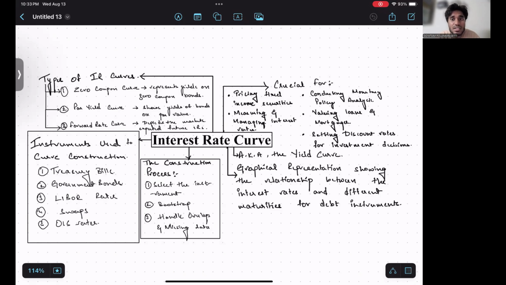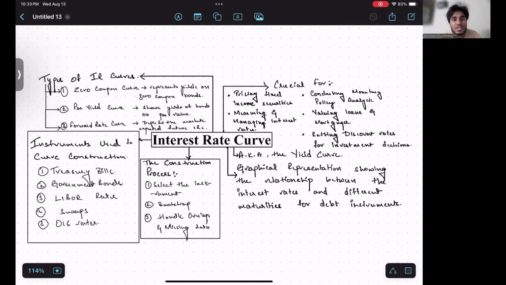For example, the yield curve shows how much interest you earn or pay for lending or borrowing money for short term or long term periods. So why is the interest rate curve important in finance? Interest rate curves are crucial for pricing fixed income securities and derivatives, measuring and managing rate risk, conducting monetary policy and analysis, valuing loans and mortgages, and setting discount rates for investment decisions. Risk managers rely on yield curves to understand how future interest rates and market dynamics impact financial portfolios.